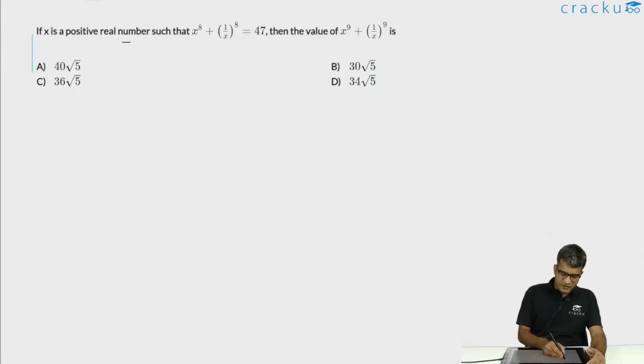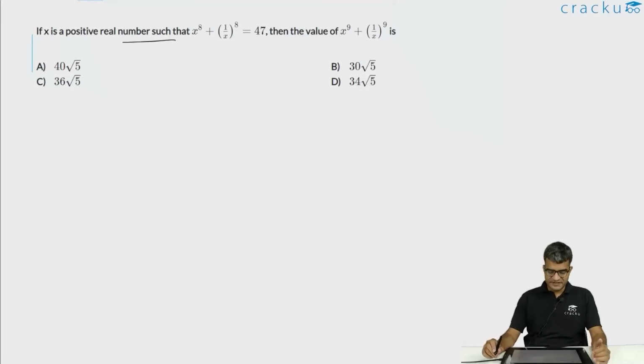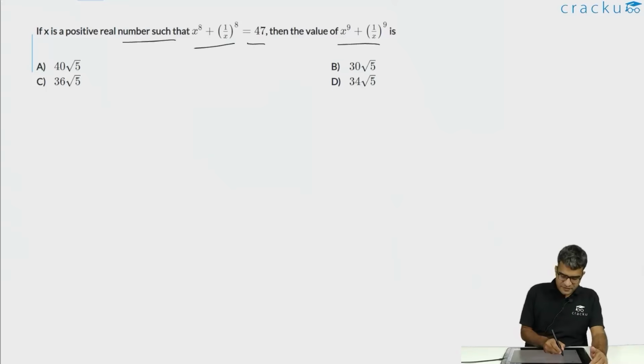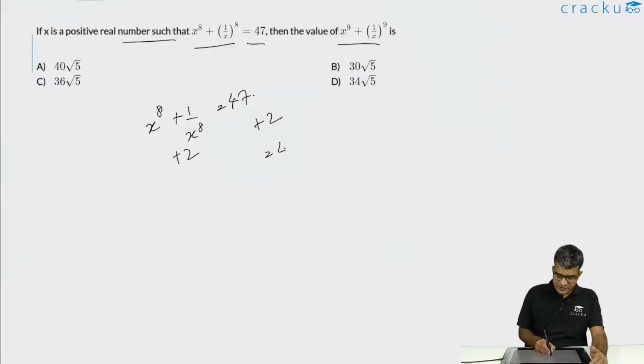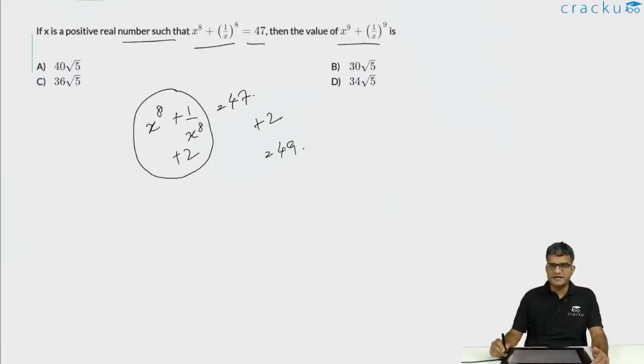In this question, we are told that x is a positive real number such that x to the power 8 plus 1 by x to the power 8 is 47. We are required to calculate the value of x to the power 9 plus 1 by x to the power 9. We know that x to the power 8 plus 1 by x to the power 8 is equal to 47. So let us add 2 to both sides. So the right hand side becomes 49 and the left hand side is x to the power 8 plus 1 by x to the power 8 plus 2.